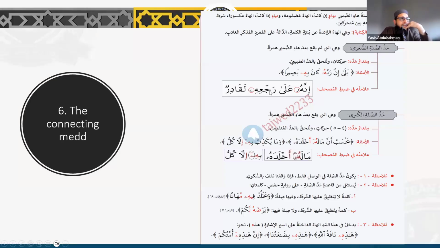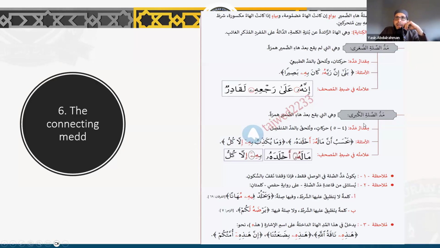So if you say, for example, إِنَّهُ عَلَى رَجْعِهِ لَقَادِرٌ. If you don't do this med, it becomes short. Right? So some people say it short. No, these are med. When you write like this, that is med. Two haraka. بلى إن ربه كان به بصيرا. Like this.